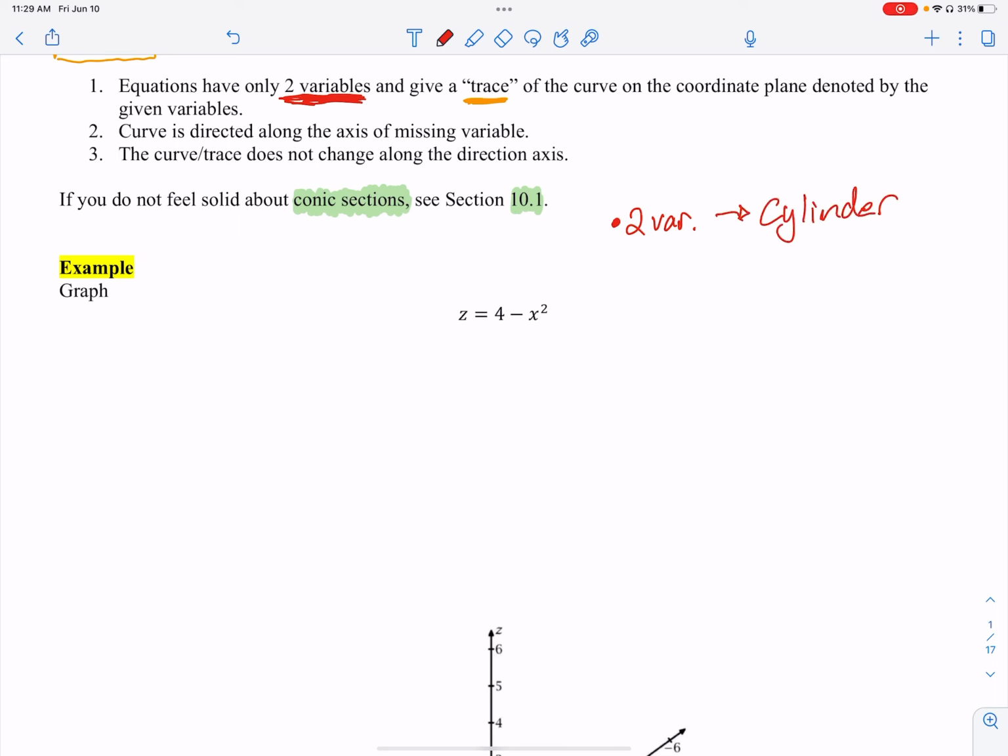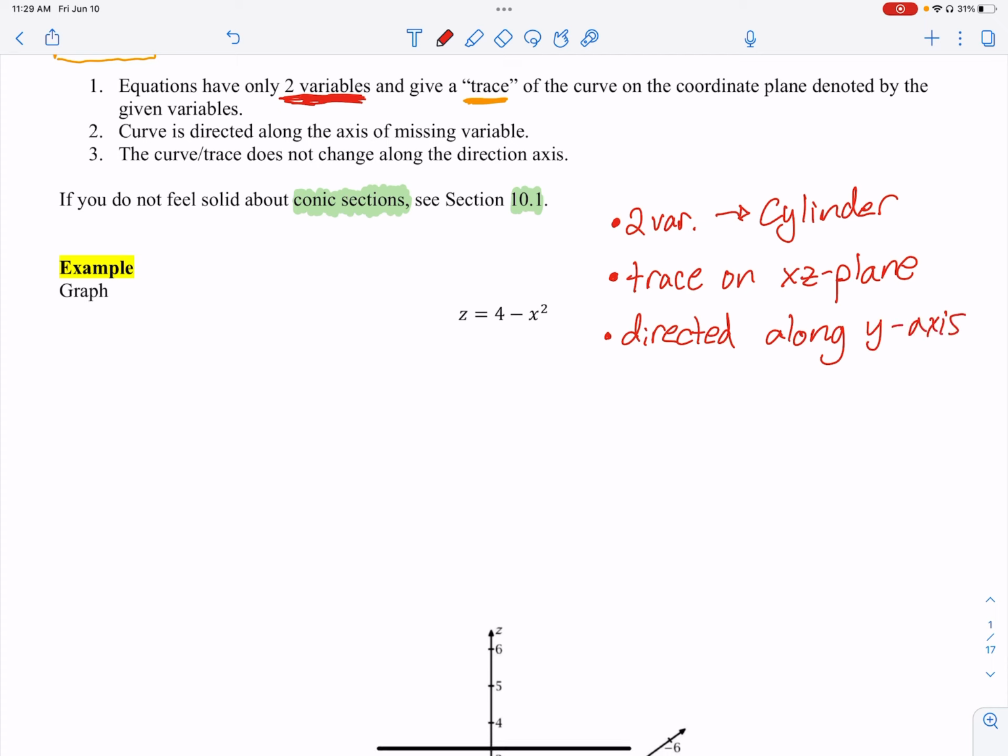All right, that's helpful because it'll help me know the shape after you guys see all of them. The trace, right, that's that two-dimensional shot of your brain if we're thinking of headshots. The trace is on the XZ plane, and I can tell that because those are the only variables there. And then it's directed along the y-axis. All right.